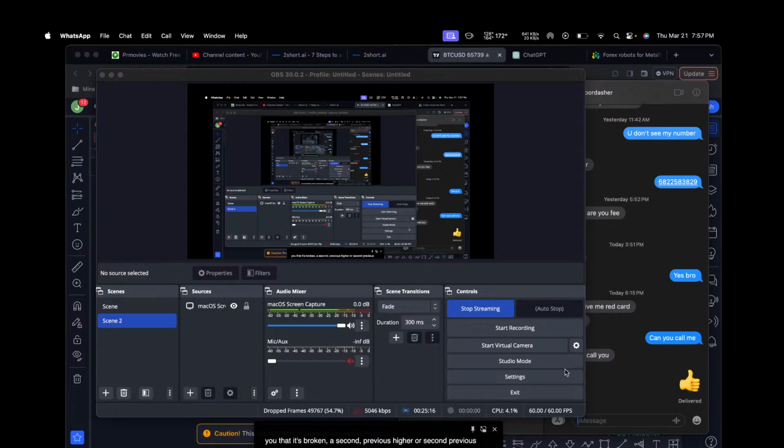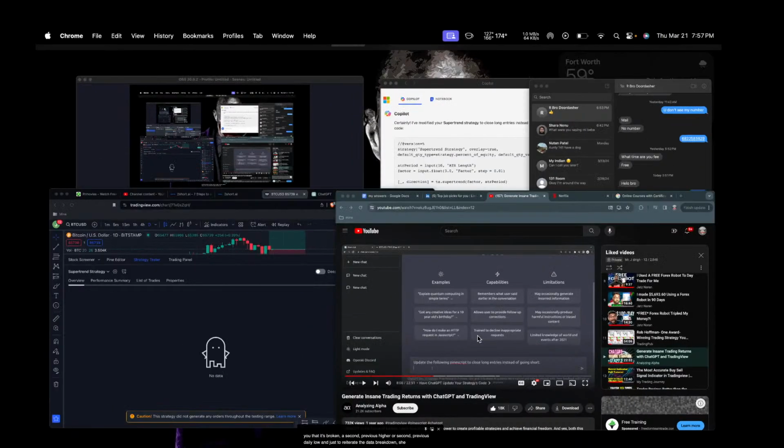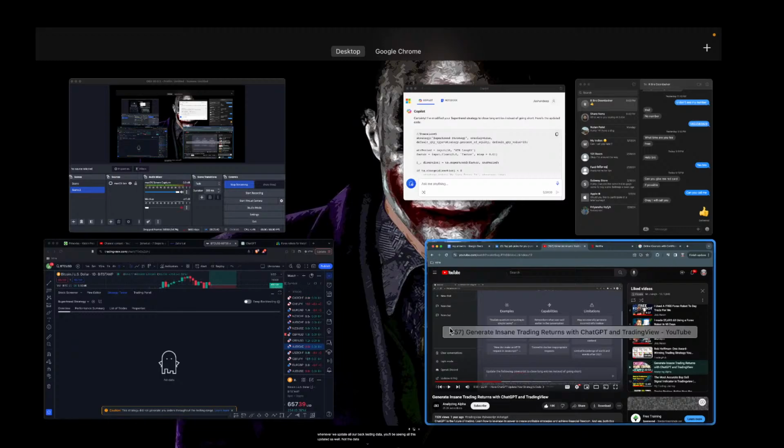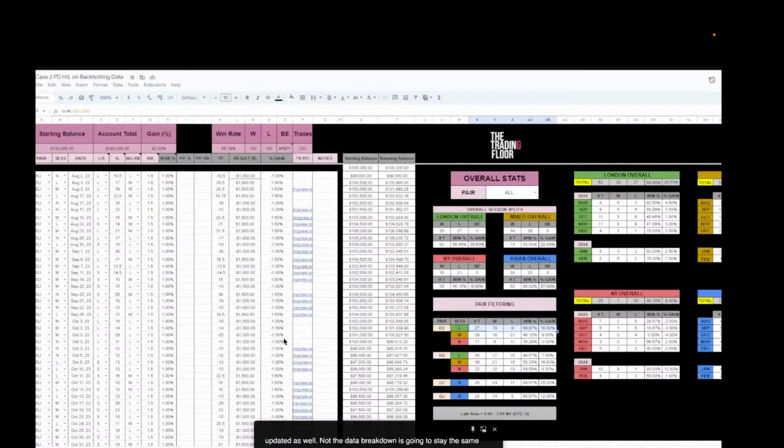And just to reiterate, the data breakdown sheet seen in here and also all the backtesting data seen in here will be in the Outback backtesting sheet. This specific case 2 beginner version will be what we'll be testing continuously throughout the months. So each month, whenever we update all our backtesting data, you'll be seeing all of this updated as well. The data breakdown is going to stay the same, but I'm specifically talking about this sheet where we have the 4 pairs tested here.